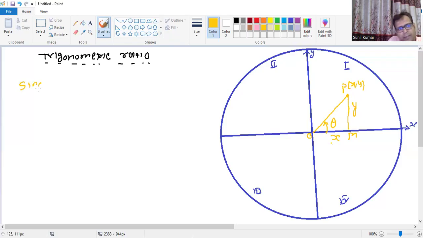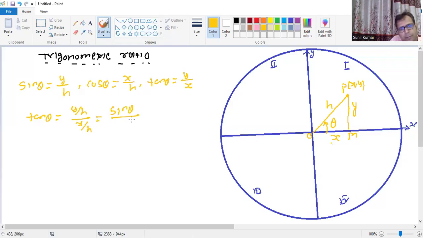So we know that sine theta is perpendicular by hypotenuse. Suppose here we have y, so we can write perpendicular is y and hypotenuse is h, in the first quadrant. Similarly, cos theta we can write as x by h, and tan theta we know is sine by cos, or perpendicular by base. So tan theta is y by h divided by x by h, which means sine theta by cos theta. So in the first quadrant we can say all are positive: sine, cos, tan, and respectively cosec, sec and cot are also positive here.